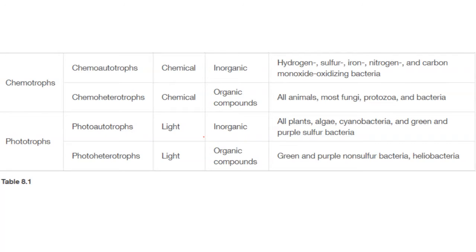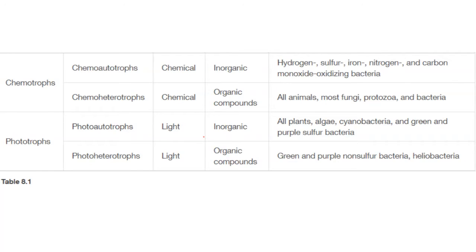We can further classify organisms by combining these two classifications. That way we know at once where they get their carbon from and how they convert their energy. This is summarized in Table 8.1 in your OpenStax textbook. You see we have chemoautotrophs and chemoheterotrophs. These are organisms that gain their energy from breaking carbon compounds. Chemoautotrophs receive their carbon from inorganic compounds, and chemoheterotrophs receive their carbon from autotrophs.